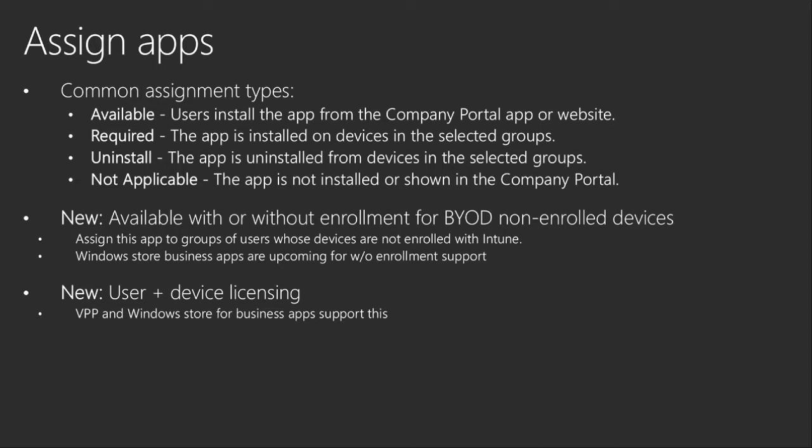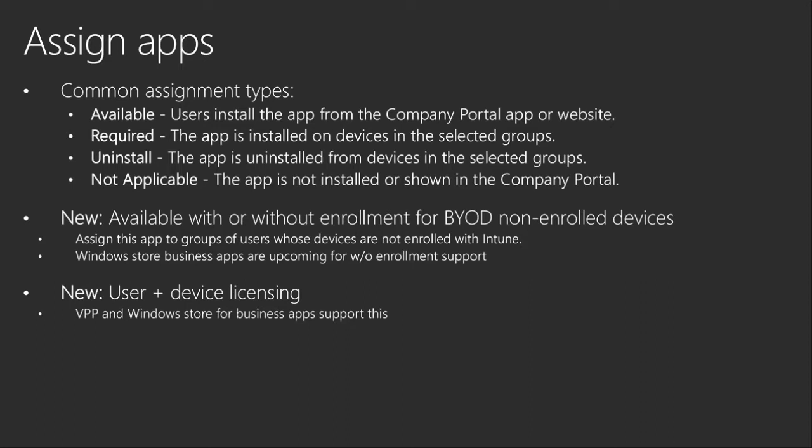Now, there are 2 new features we'd like to announce for the assignment stage, and one of them is available with or without enrollment. This is specifically for BYOD non-enrolled devices, because once you assign an app via this route, it shows up in the web portal. And because it's for non-enrolled devices, it's also accessible for any MDM enrolled devices as well. We currently have this assignment type supported across a majority of the app types. Windows Store for Business support is still upcoming there.